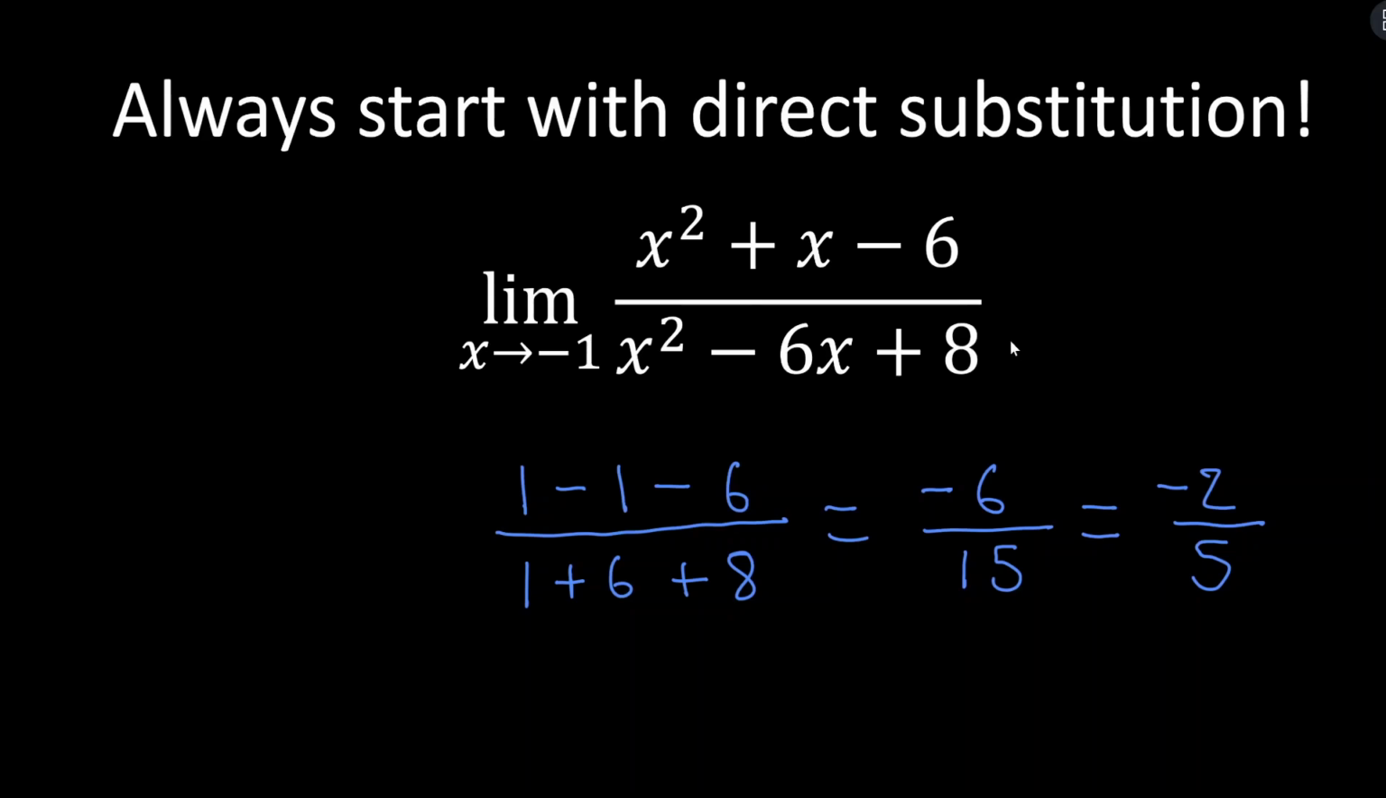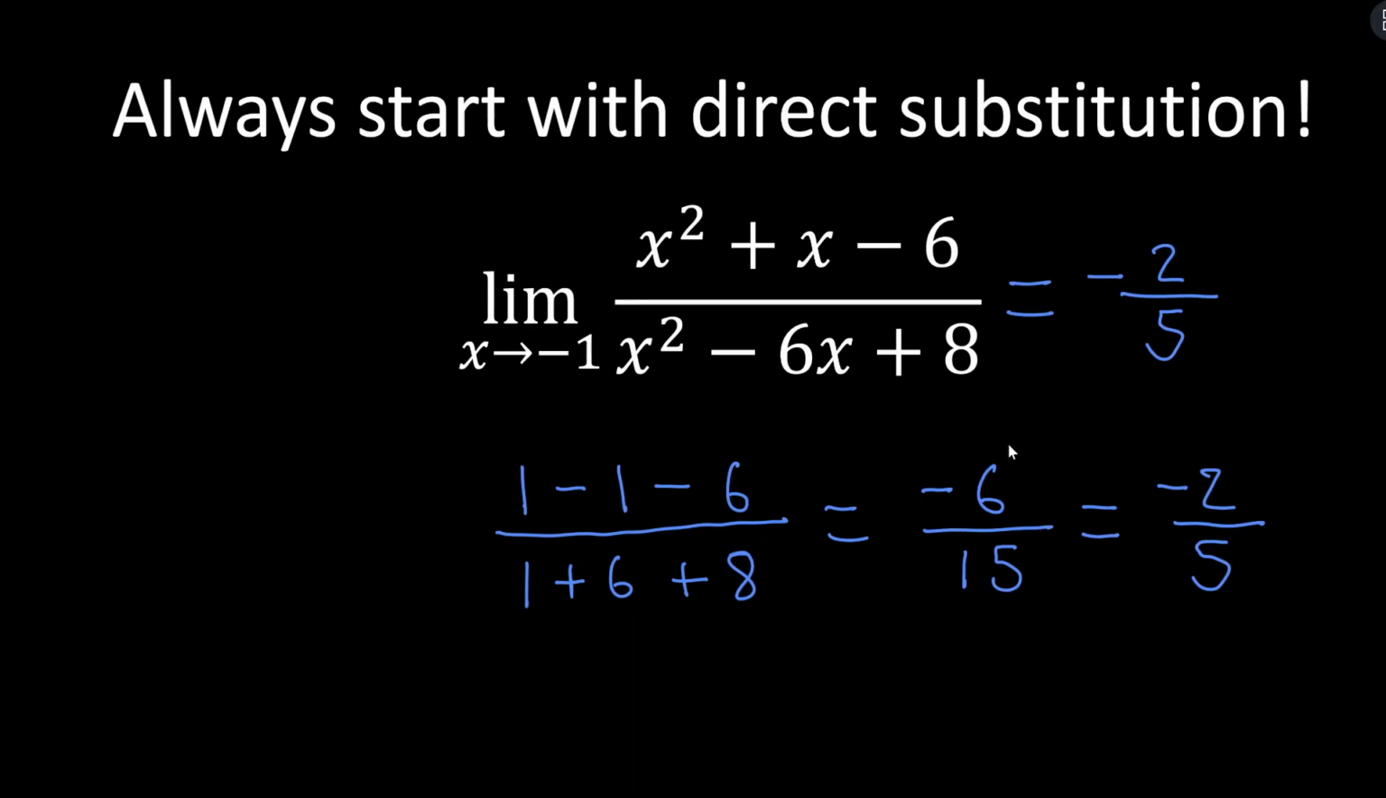And what that means, when we're dealing with rational functions like this and we're finding limits, is that if we plug the number that x is approaching in and we get a real number out, which is what -2/5 is, then that's just the limit. And this is one of the reasons why direct substitution is awesome, because sometimes it just gives us the limit. So I want to talk about why this works.